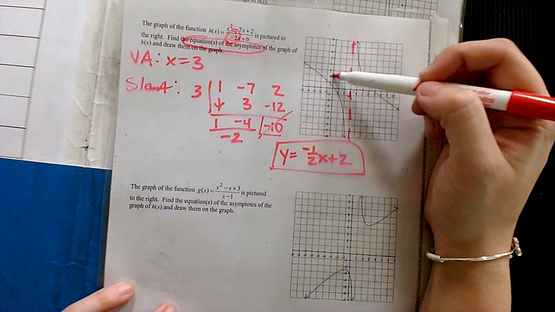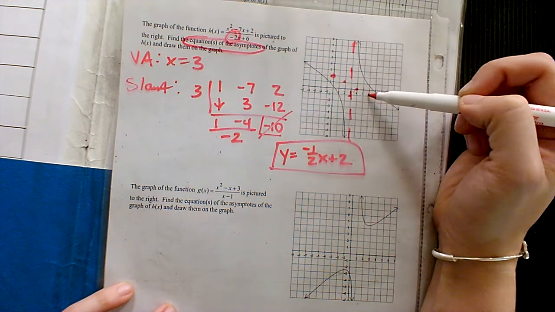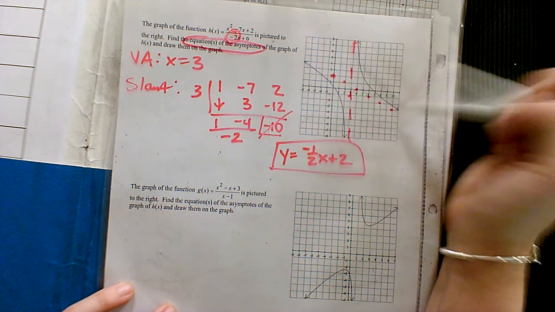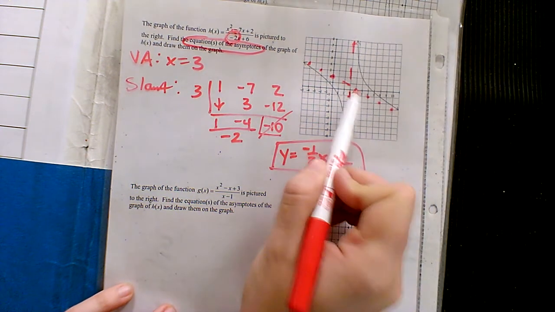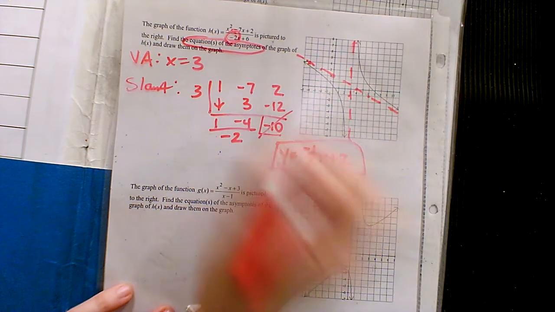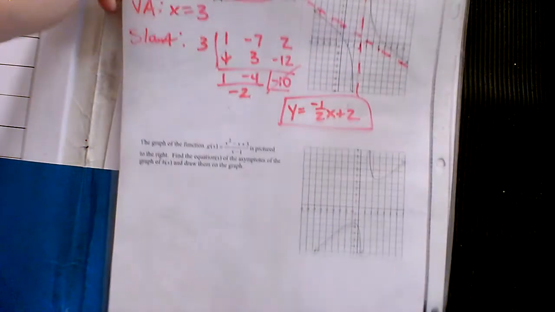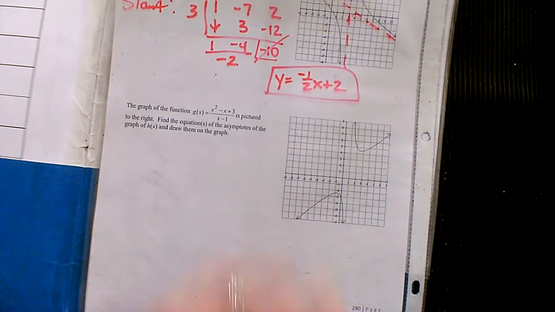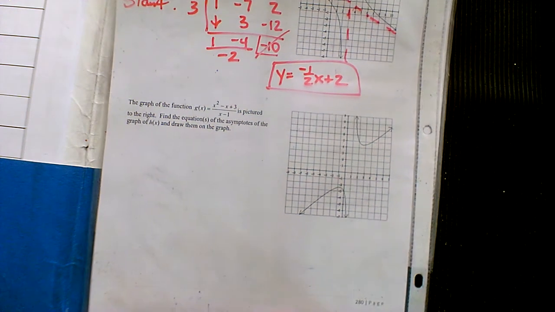Let's see if that works better. So y-intercept of 2, slope of -1/2. That looks so much better than before. So we'll draw in those dotted lines. Good to go. Do you guys think you can do the bottom one? If you haven't already, try it out, see what you get.